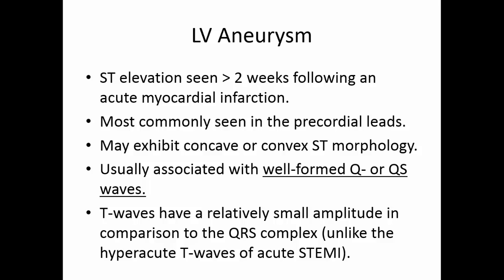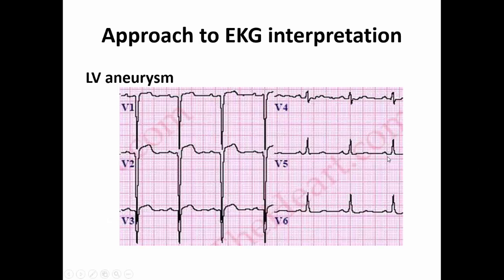The ST morphology is not necessarily helpful, could be convex or concave. Oftentimes you'll see a well-formed Q wave. Again, I say this follows an MI, a pretty big MI, so you're probably going to get a Q wave. Q wave usually means you've had an MI before. So let's see an example of this.